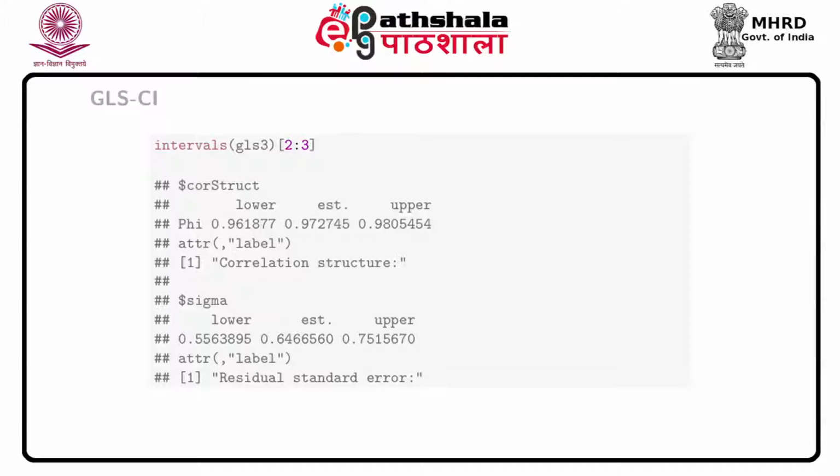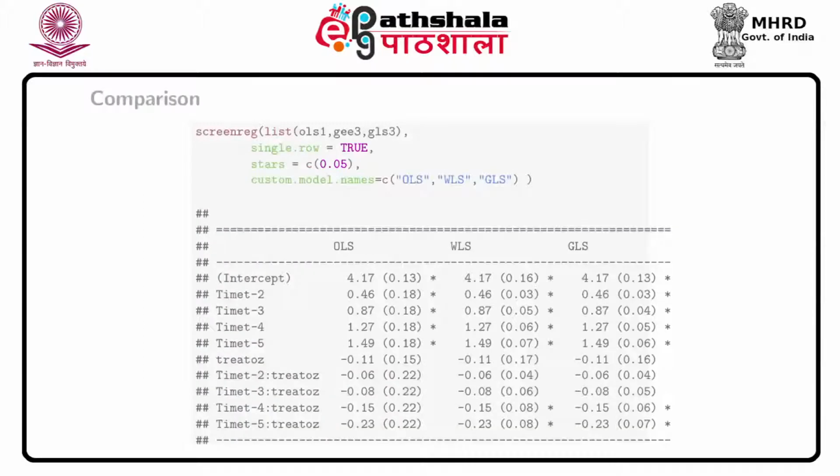But let's have a comparison of the three. Now let's see again the screen rec function that we would be using. Now with this we have OLS, WLS and GLS. Now what are we getting? In terms of parameter estimates, we are getting nearly identical results at 2 decimal places, but the standard errors are changing.